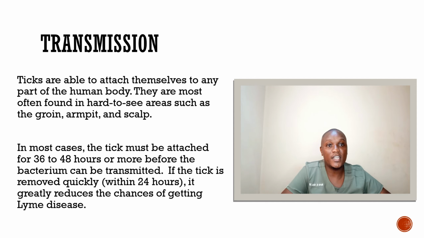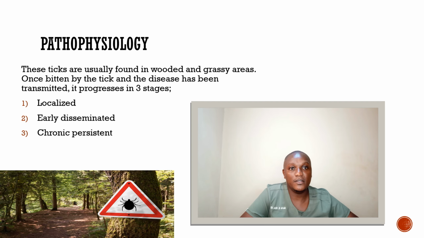How is it transmitted? Ticks are able to attach themselves to any part of the human body. They are most often found in hard-to-see areas, such as the groin, the armpit, and the scalp. In most cases, the tick must be attached for 36 to 48 hours before the bacterium can be transmitted. If the tick is removed quickly, let's say within 24 hours, it greatly reduces the chances of getting Lyme disease. Prompt removal of the tick is important. That's very important.